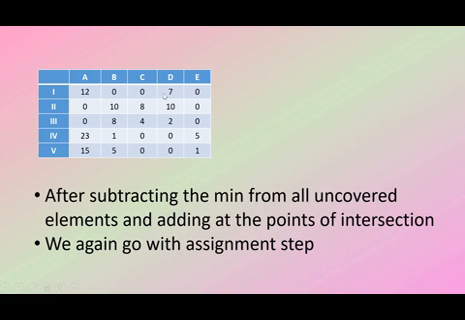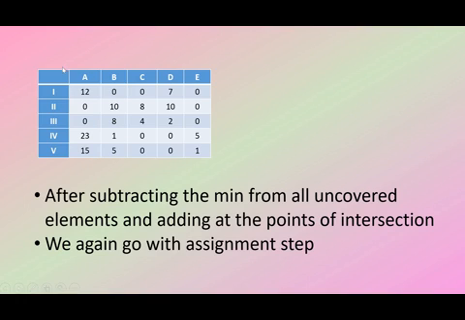12, 0, 0, 7, 0, 0, 10, 8, 10, 0, 0, 8, 4, 2, 0, 23, 1, 0, 0, 5, 15, 5, 0, 0, 1. So this is the matrix that I've got after subtracting the minimum from all uncovered elements and adding at the points of intersection. Check whether all rows have zeros.